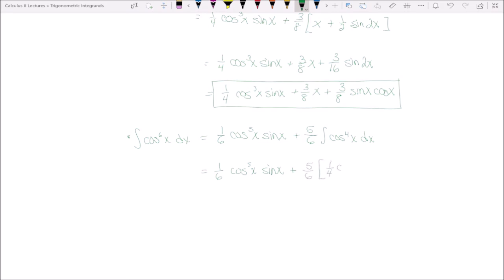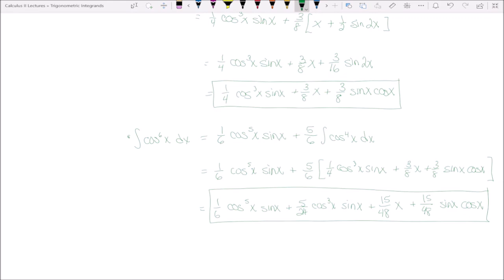That is 1/4 cosine cubed sine plus 3/8 x plus 3/8 sine x cosine x. All right, we're going to get 5/24 cosine cubed times sine plus 15/48 x plus 15/48 sine of x cosine of x.